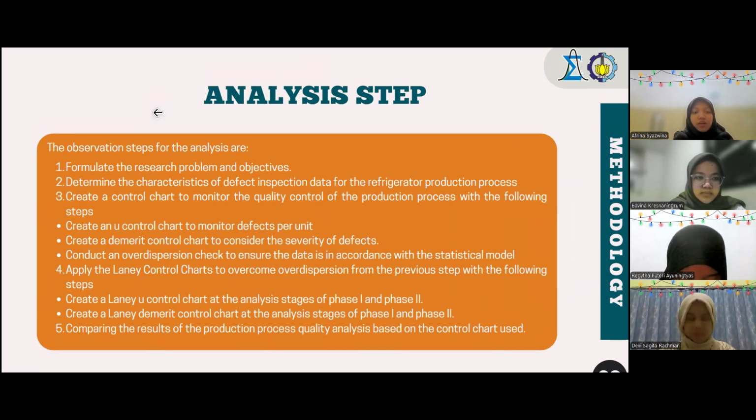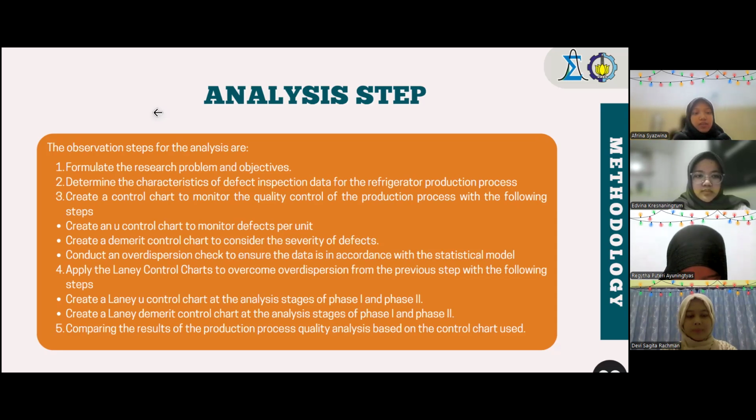following steps. With these steps, create a U control chart to monitor defects per unit. Create a demerit control chart to consider the severity of defects. And the last is to conduct an over-dispersion check to ensure the data is in accordance with the statistical model.